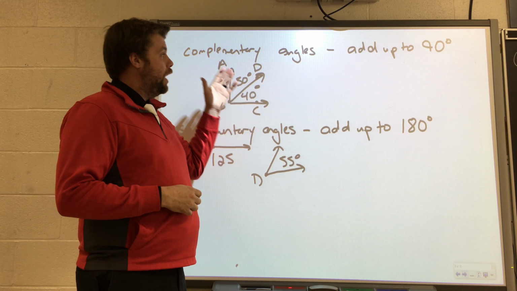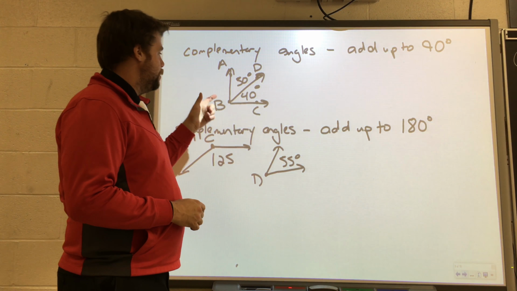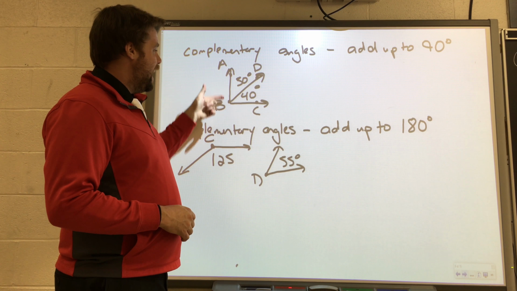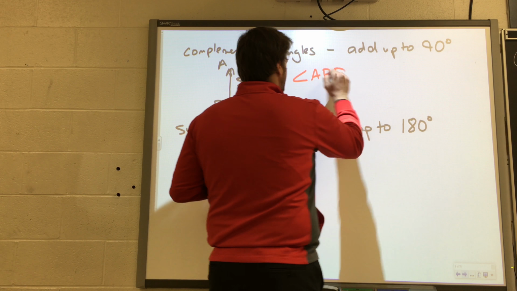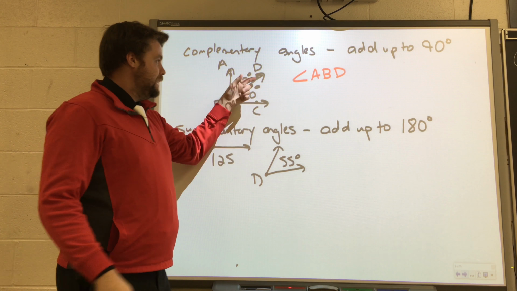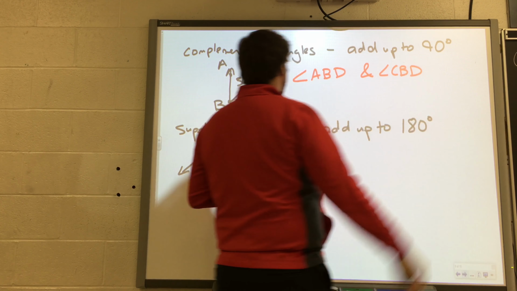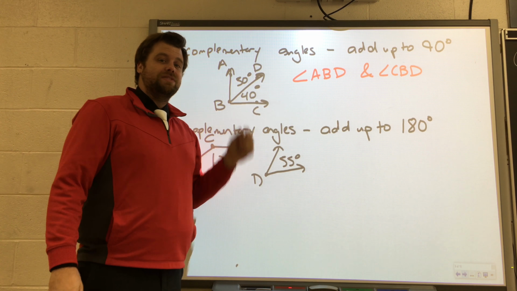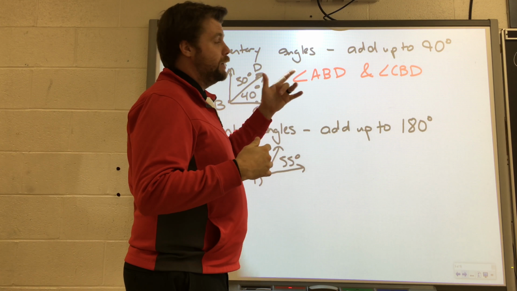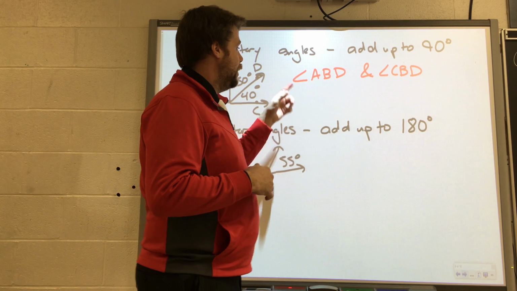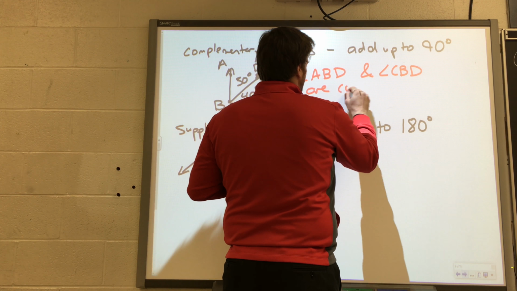Complementary angles are angles that add up to 90 degrees. They don't have to be next to each other, but in this example, they are. You can see angle ABD and angle CBD. They're right next to each other. One is 50 and the other is 40. If you add those together, you get 90. And complementary angles add up to 90. So angle ABD and angle CBD are complementary.